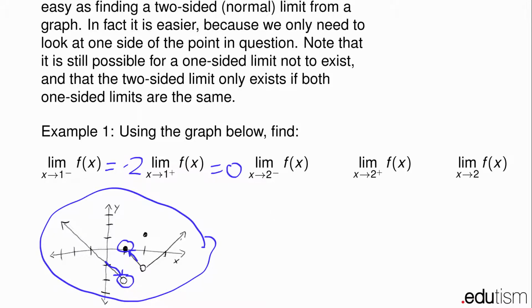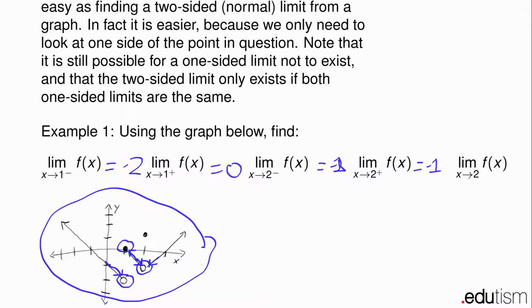If we want to approach 2 from the left, we're going to approach the x-coordinate 2 along this line here. The y-coordinate we get is -1. If we want to approach 2 from the right, we're again going to approach 2 along this line here. We approach this point here, which has y-coordinate -1.